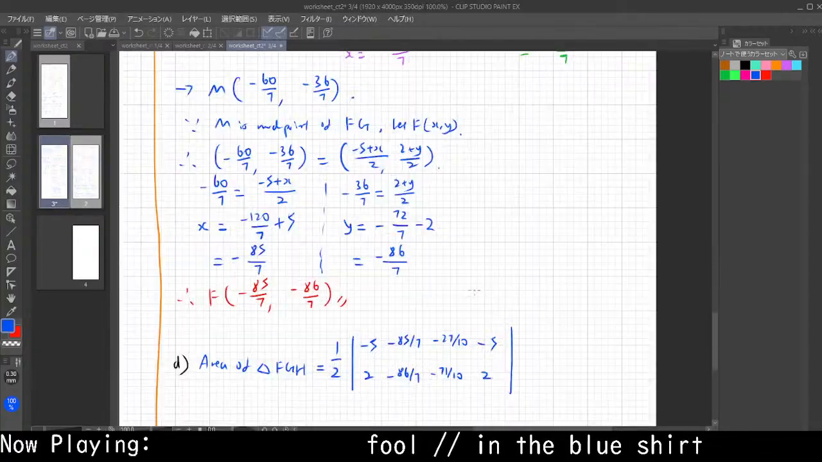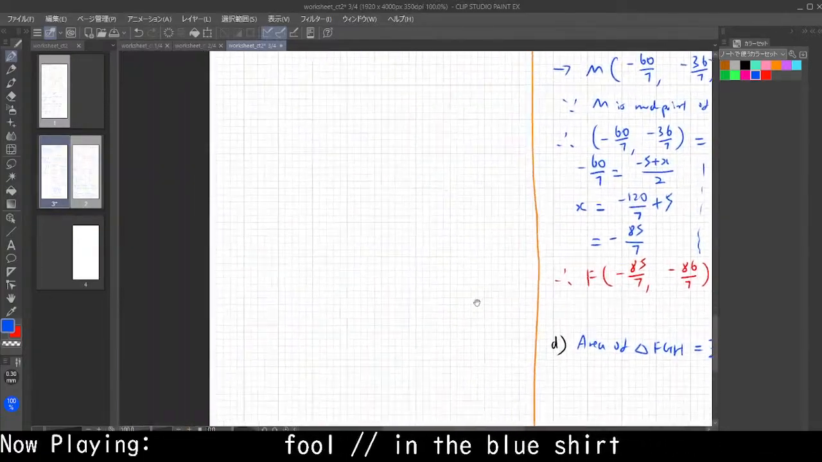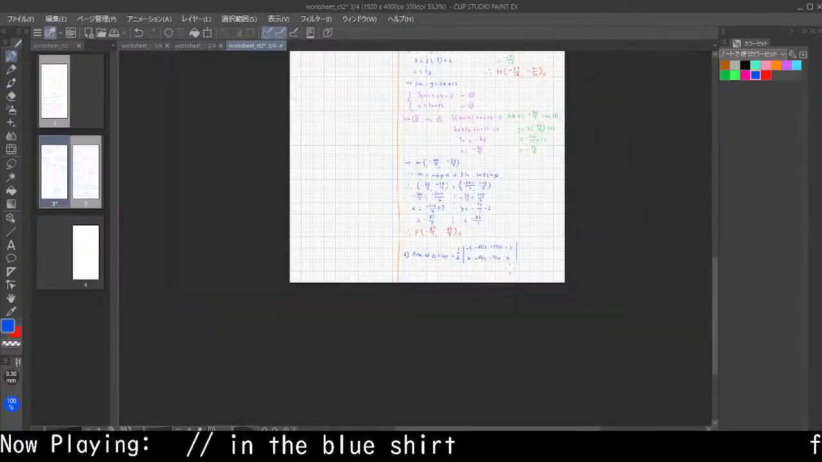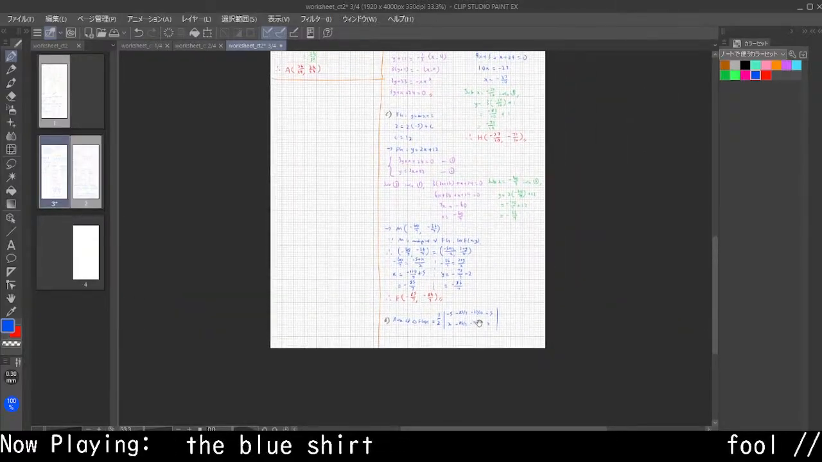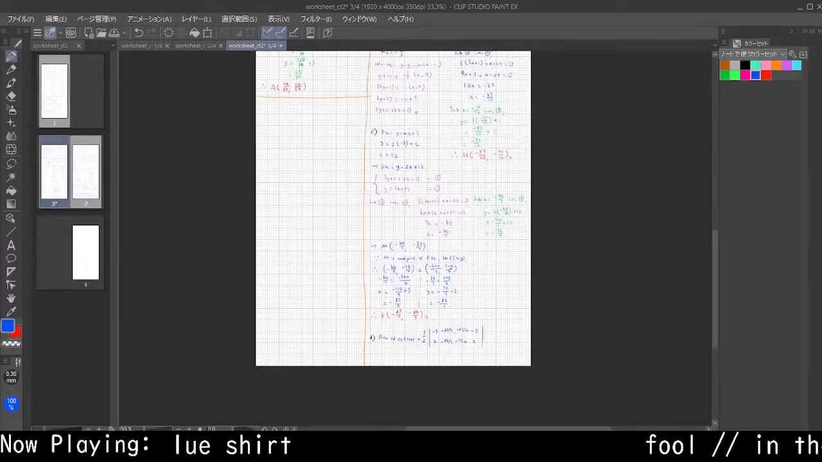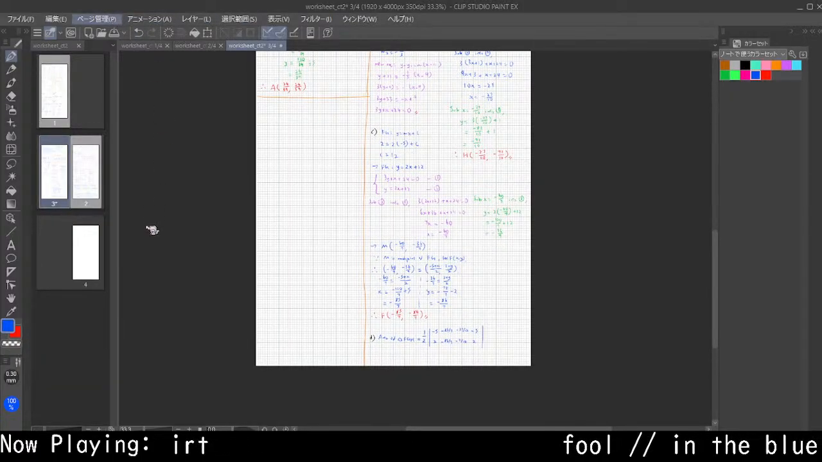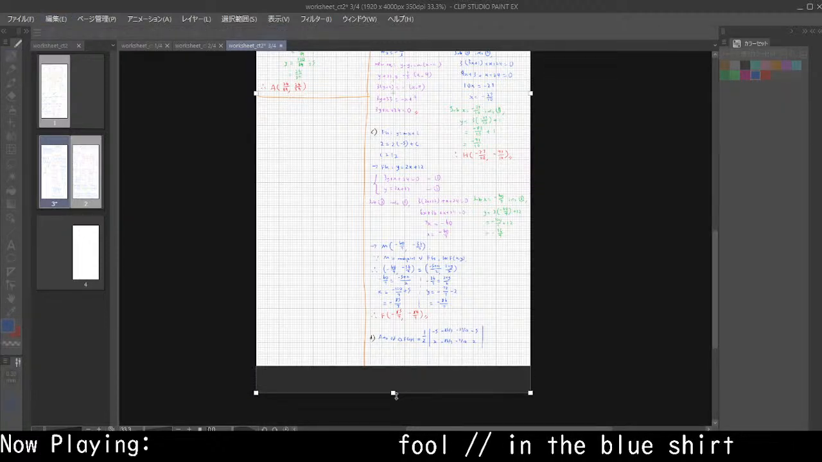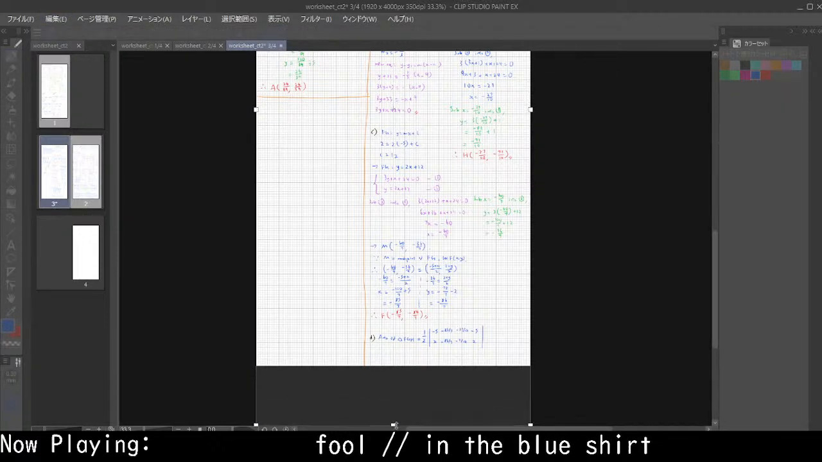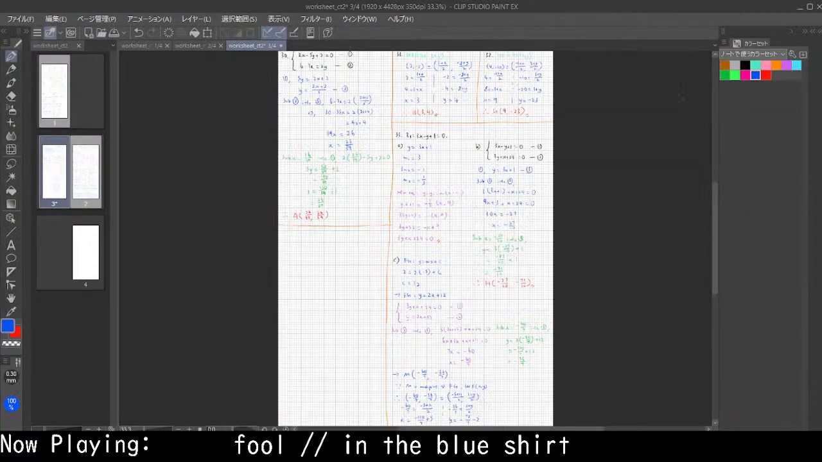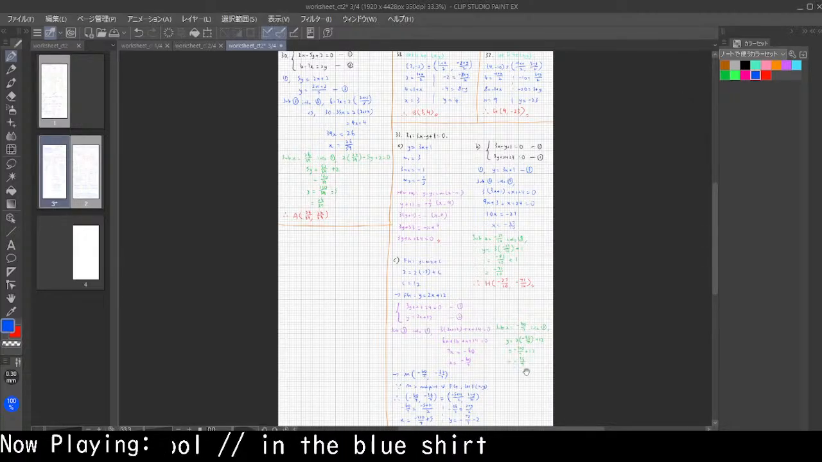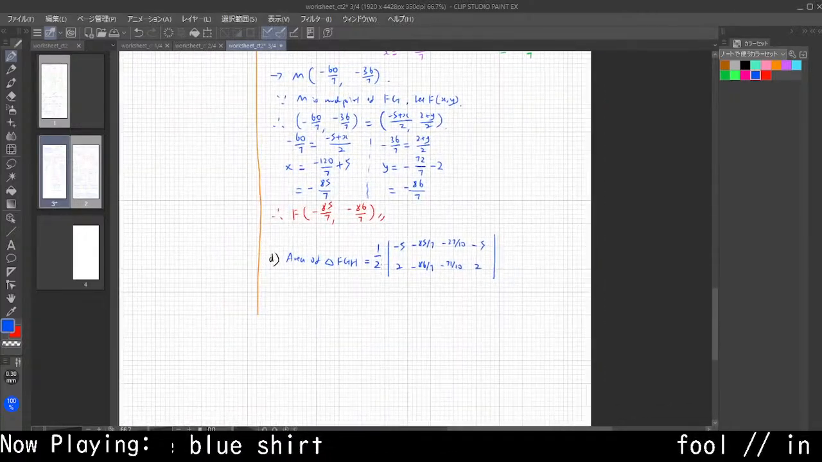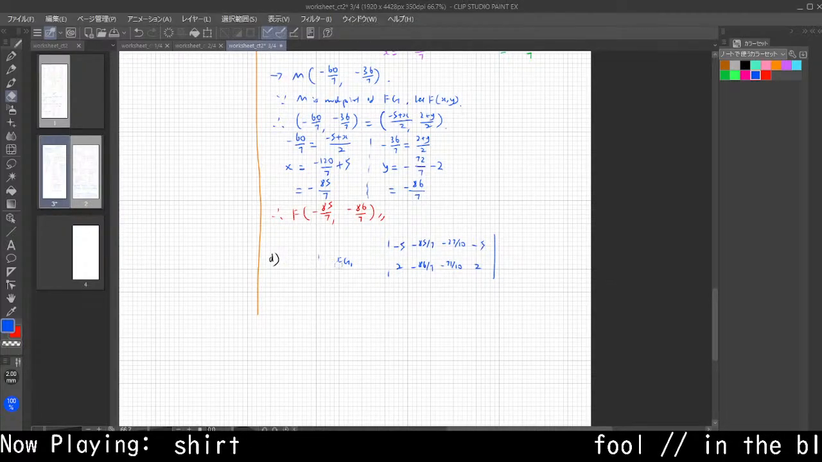You know what? Fine. I might as well just expand the canvas. Yeah, I might as well just expand the canvas size.